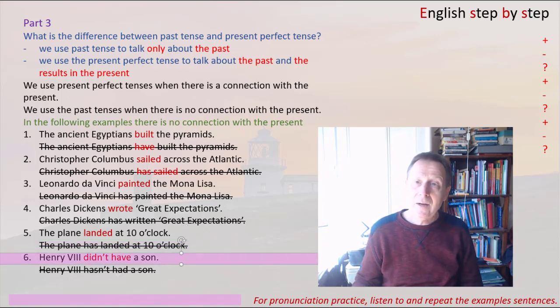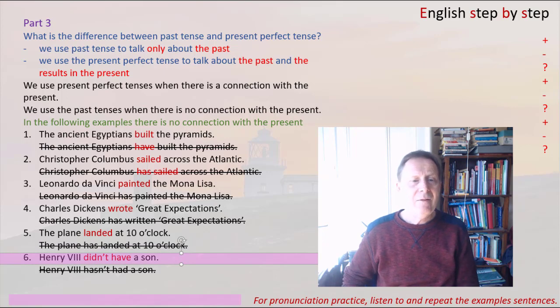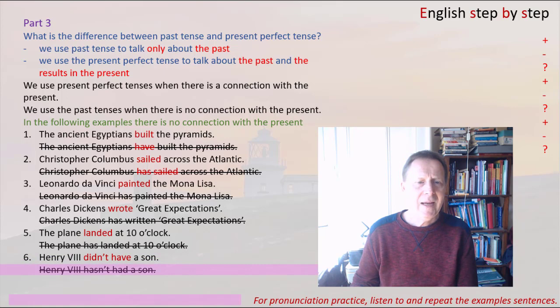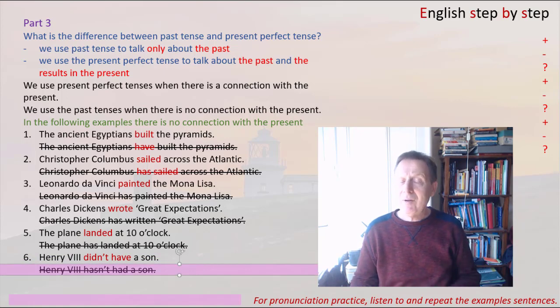Number 6, another historical example. Henry VIII didn't have a son. Henry VIII hasn't had a son. Well, that's not logical because Henry VIII is a historical figure.